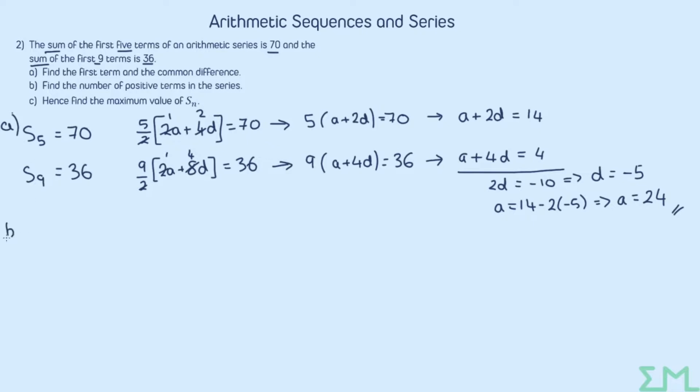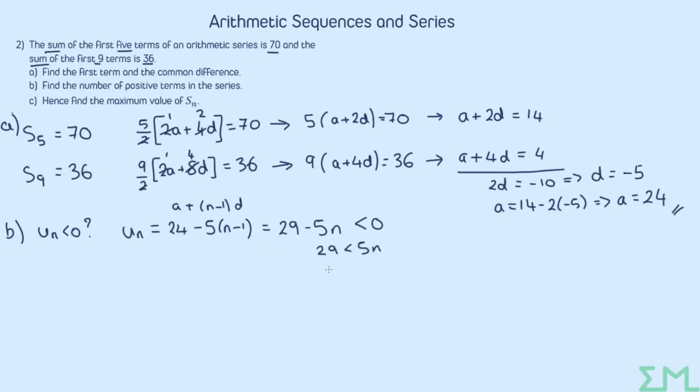Part b. Find the number of positive terms in the series. So we need to effectively find the first term that is negative. So when is un less than 0? That's what we're asking. Now un, we can write down an expression for this now because we've got a and d. So it's 24 minus 5 lots of n minus 1. This is the a plus n minus 1 d formula. So that would be 29 minus 5n. And we want when this, the first time this is negative. So we just solve this inequality.